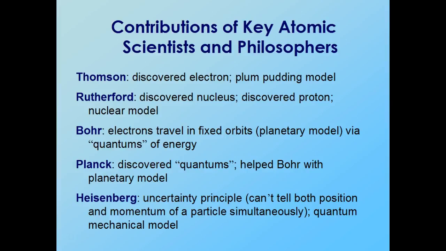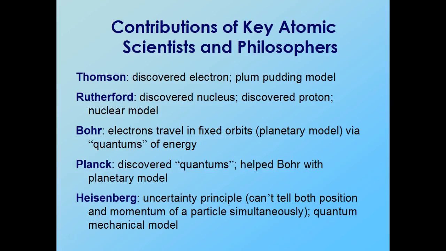Just talked to you about Thomson and Rutherford. Thomson discovered the electron. Rutherford discovered both the nucleus and the proton, and they're responsible for their respective models. Bohr was the first scientist to describe the movement of the electrons in the orbits, and he said that the electrons could actually move between orbits using quantums of energy, which was discovered by Planck. So that gave him an assist with his model.